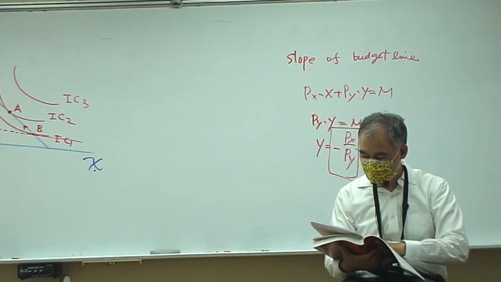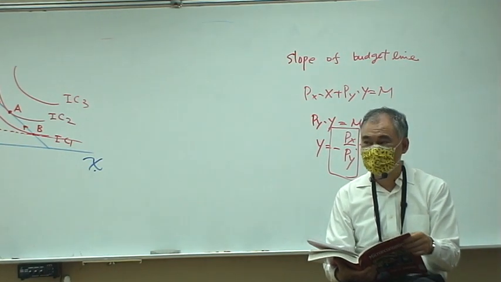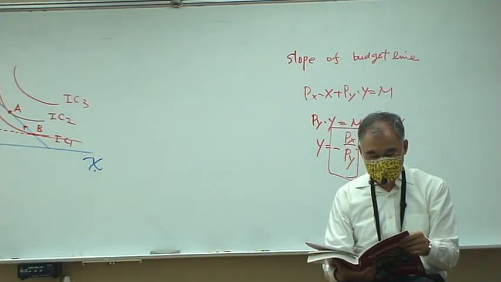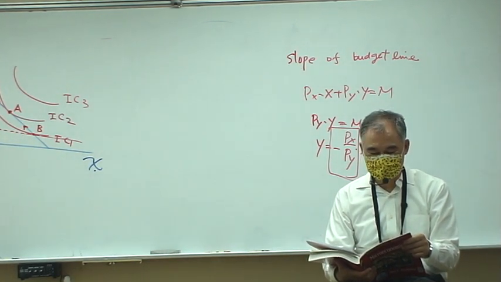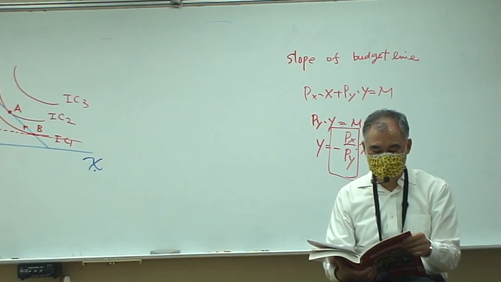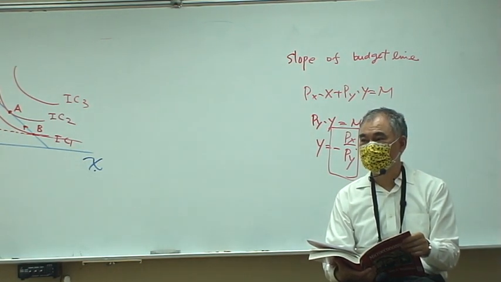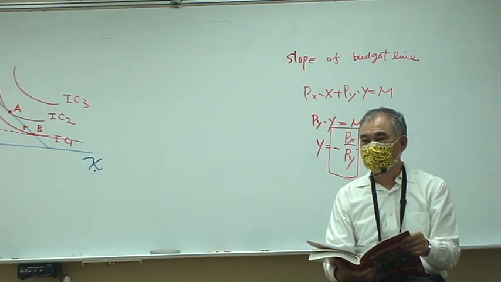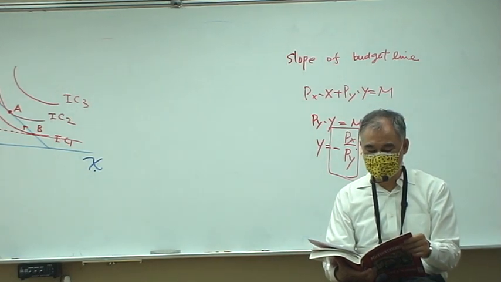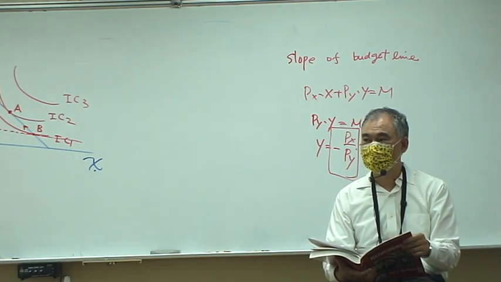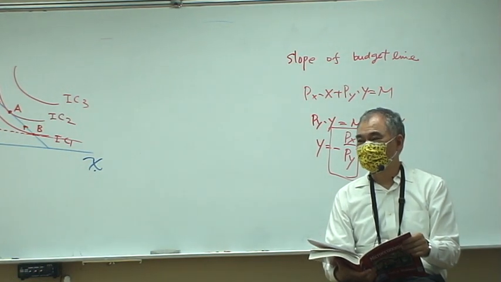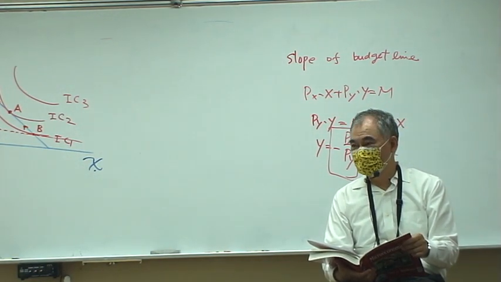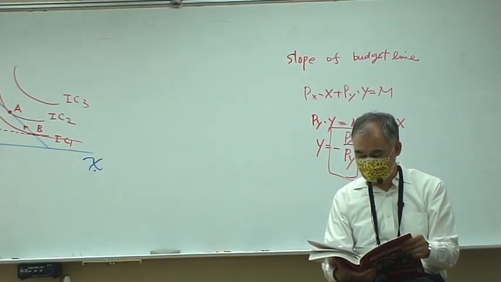Question A. What's a mugger? A mugger steals your wallet. So what happened? Is it a Pareto improvement? Why? Because the mugger gets better off, but you get worse off. You got hurt.